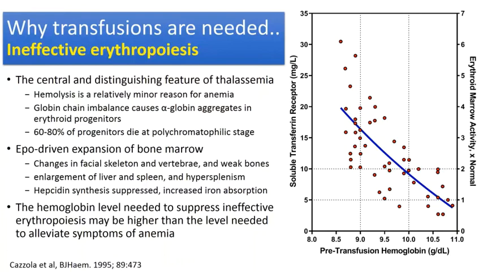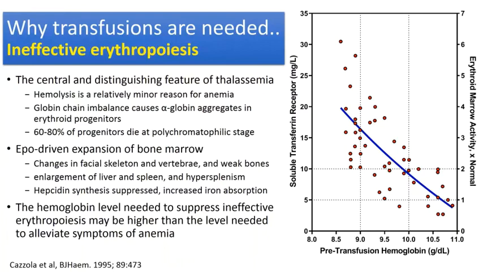And this leads to an EPO-driven, massive expansion of the bone marrow that can produce changes in the facial skeleton and vertebrae, weak bones, and enlargement of the liver and spleen, causing hypersplenism. It also suppresses the synthesis of hepcidin, and that in turn increases iron absorption from the diet. The hemoglobin level that's needed to suppress ineffective erythropoiesis may in fact sometimes be higher than that needed to merely alleviate the symptoms of anemia.